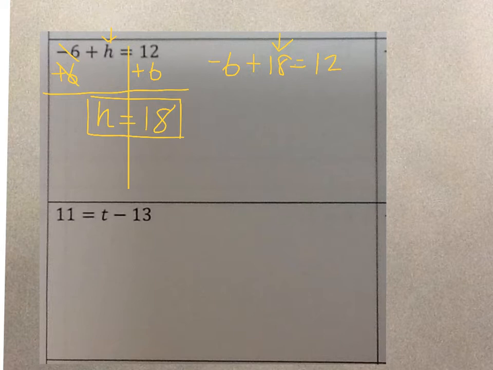Now let's look at 11 equals t minus 13. Which one is the variable? The variable is t. So we want to get t by itself. So let's start with drawing a line down the center.